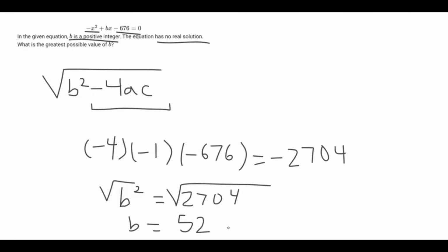Now 52 is not our final answer, because if b is equivalent to 52, our discriminant would be equal to 0, and we would have 1 solution. But this equation has no real solution. And we know that b is a positive integer. So in order for b to be a positive integer, it is just the number that is below 52. The next closest value under 52 would be 51. And so the greatest possible value for b is 51, because if we test this, 51 squared is 2,601, and that is indeed smaller than 2,704. If you did the math there, you would get a negative value, and so the discriminant would be negative, meaning you would get no solution. And that would ultimately solve the problem.